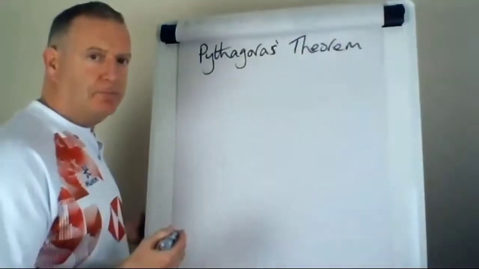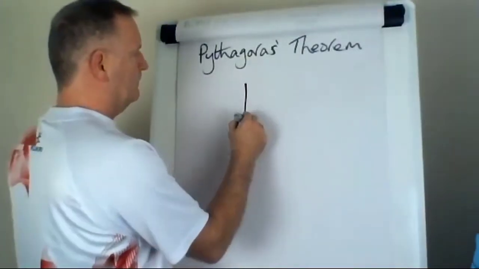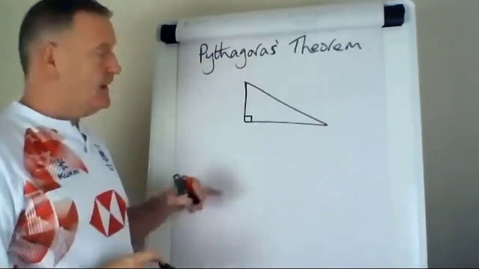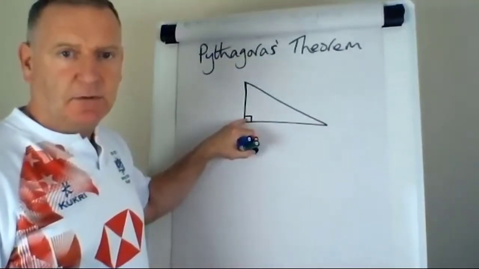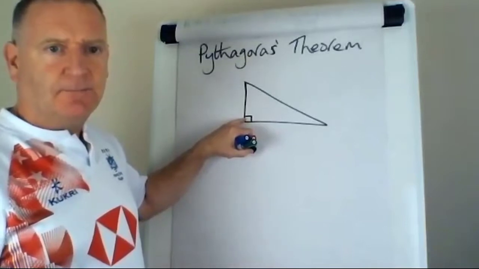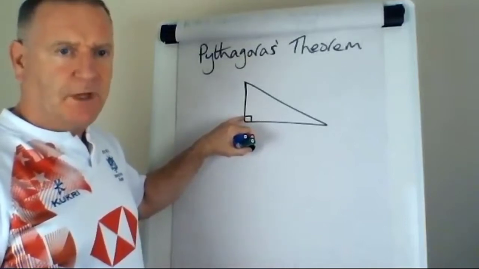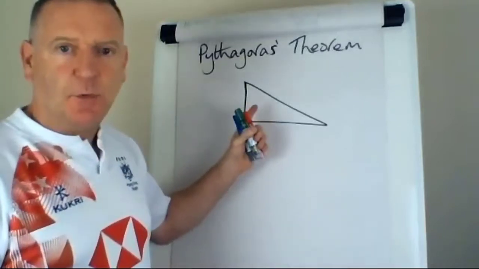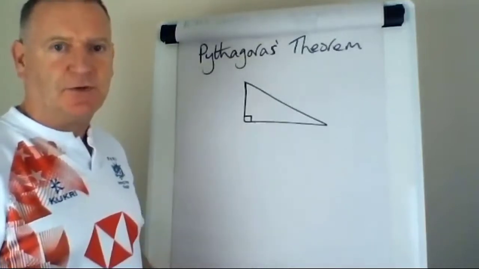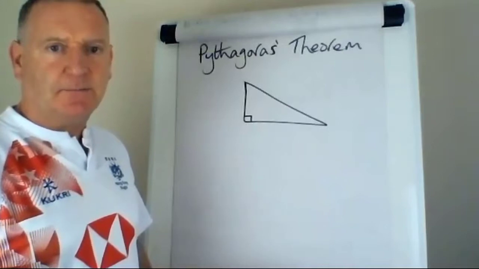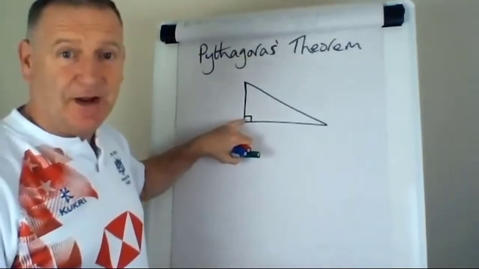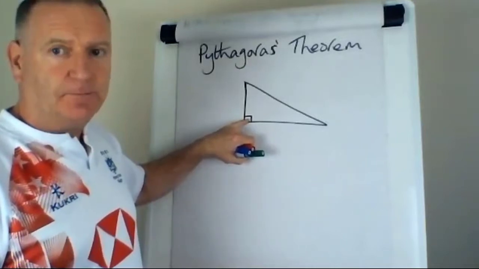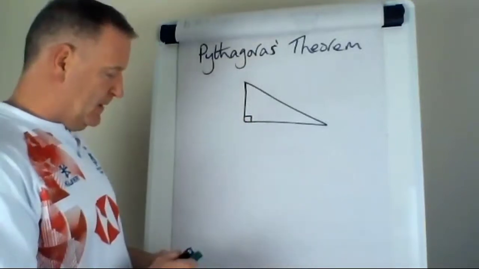I draw a triangle. It has to be right angled, 90 degrees. When it's right angled, then Pythagoras works. It has to be a right angled triangle. It doesn't work if it's not right angled. To be a right angle, you must see this in the triangle, and then Pythagoras works, okay?